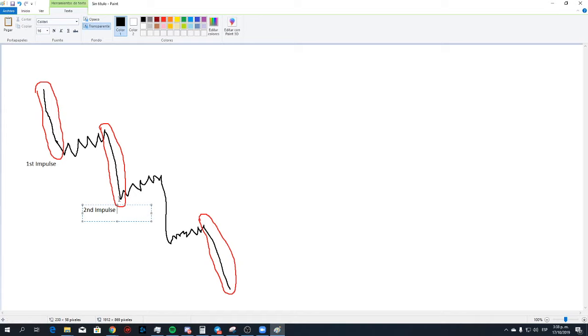Second impulse, and this would be our third impulse. Third impulse, right? Third impulse, and the fourth impulse will be here. Fourth impulse.